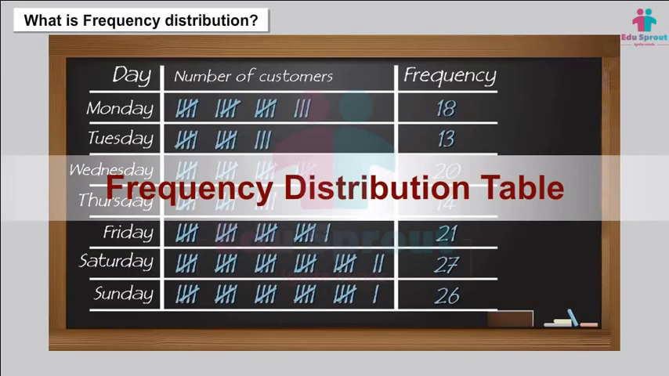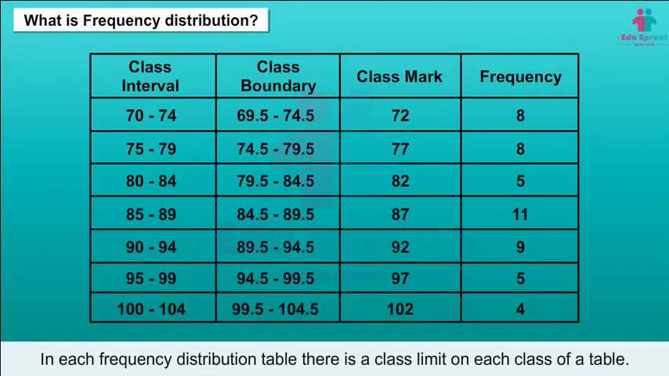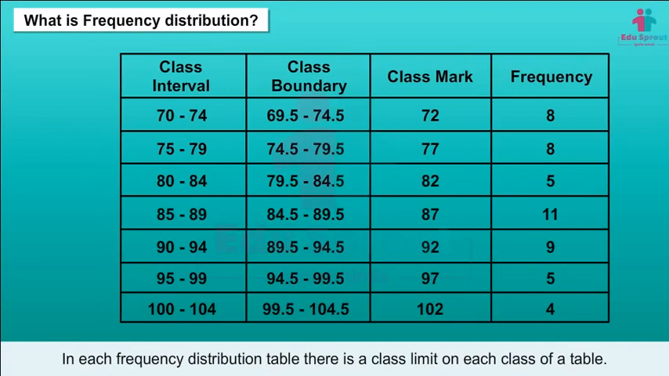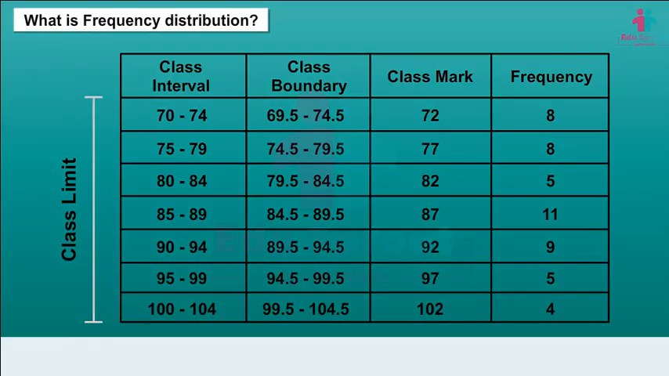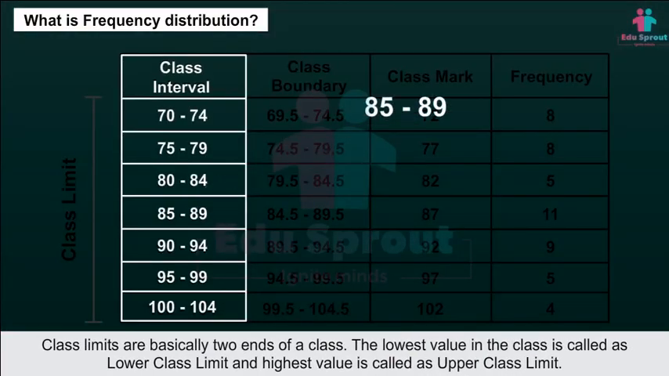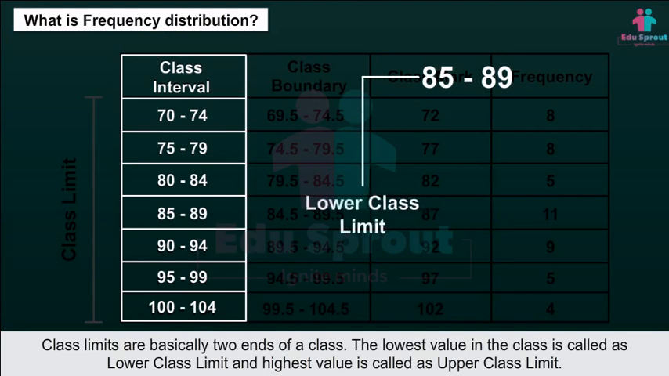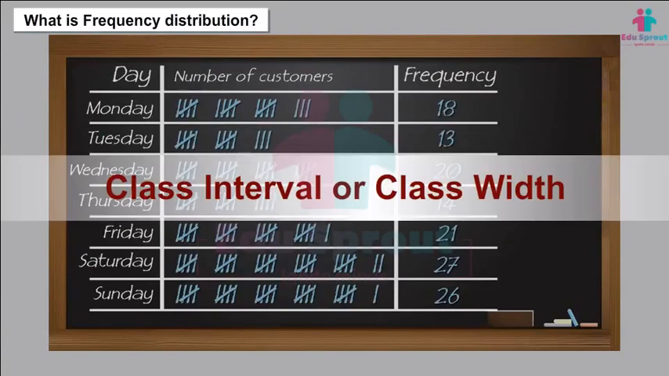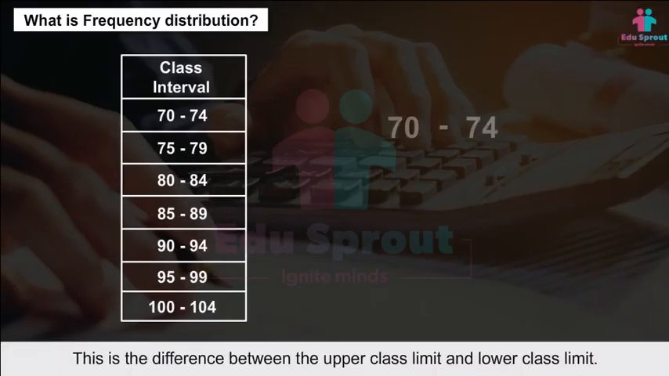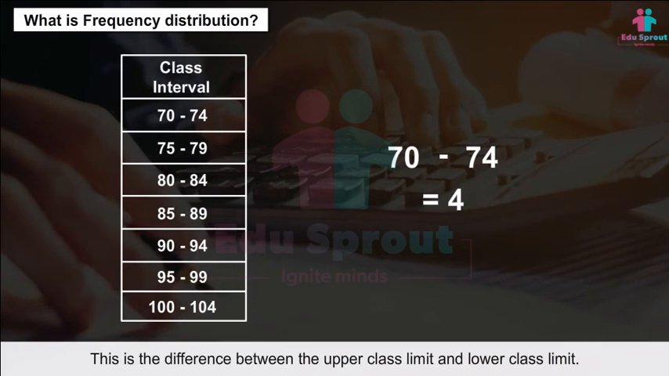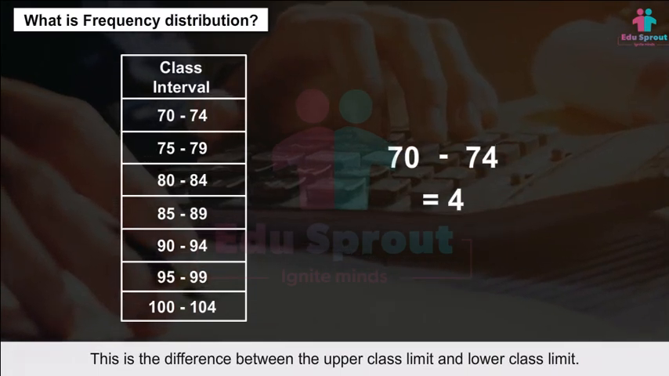Frequency distribution table. In each frequency distribution table, there are class limits on each class of the table. Class limits are basically the two ends of a class. The lowest value in the class is called the lower class limit, and the highest value is called the upper class limit. Class interval or class width. This is the difference between the upper class limit and lower class limit.